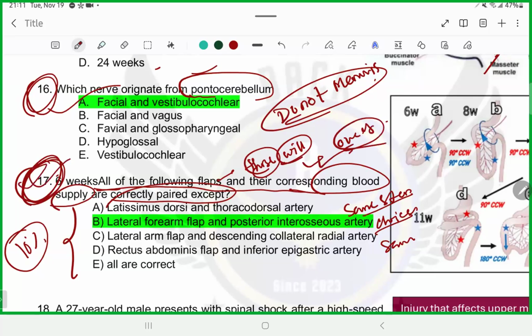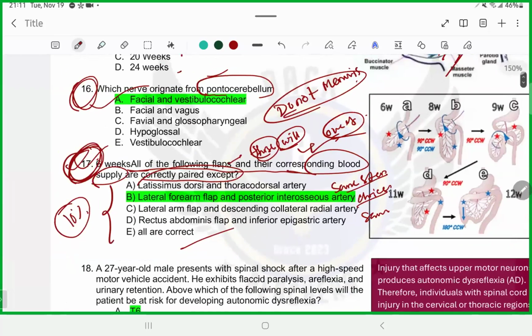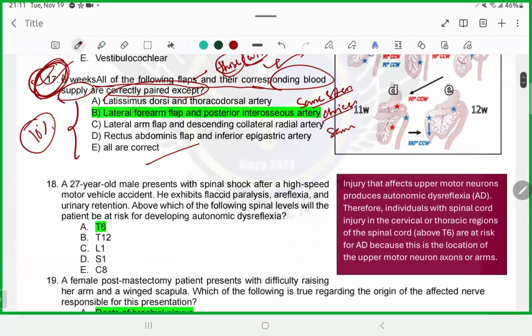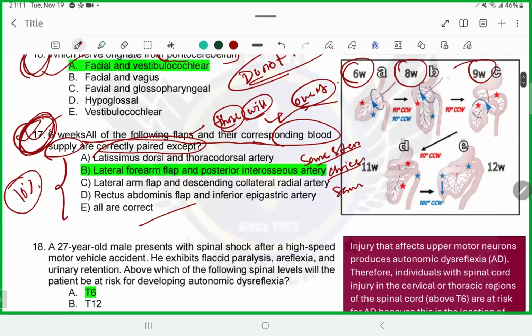So you memorize this one, because there are some questions that are new. If they repeat that question, it will come the same way with the same choices and the same stem. So don't worry about it. Here is the chart: 6 weeks, 8 weeks, 9 weeks, 11 weeks, 12 weeks.